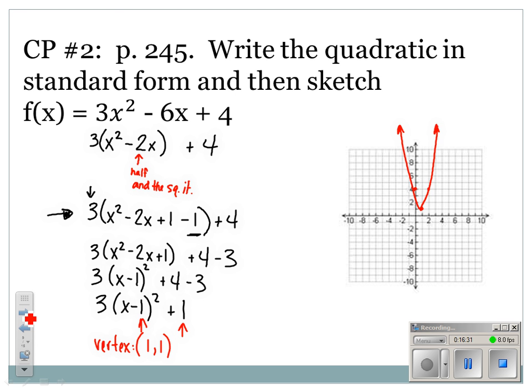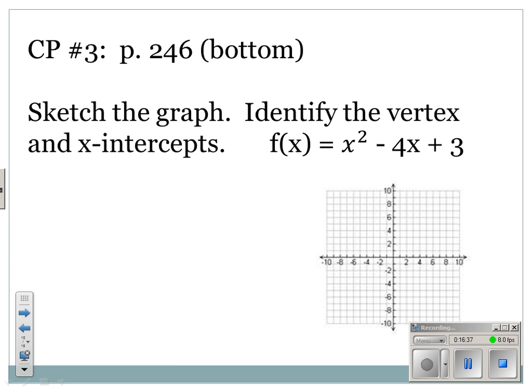All right, let's do another one. Sketch this graph and identify the vertex and the x-intercepts of the graph. So watch for problems in your homework that have multiple pieces to them. First of all, this is not in standard form. It's in ax squared plus bx plus c form, so we're going to change that first.